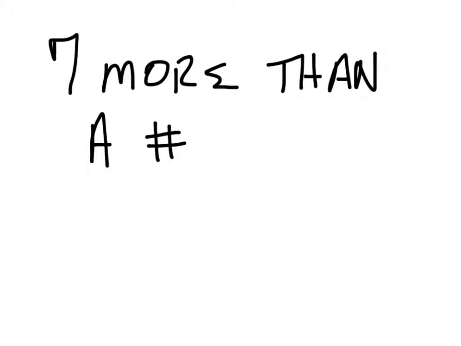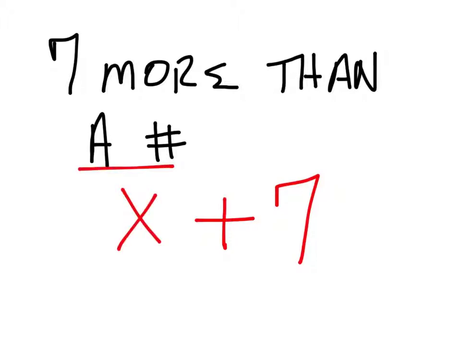7 more than a number. More than means what? Greater than. In terms of an operation. Addition, yes. 7 more than. What side am I going to put the 7 on? Left or right? Right. Anytime it's 7 more than or 7 less than, if it's more than or less than, you start off on the right. So in this case, it's plus 7 on the right, more than a number x, so x plus 7. You could also say the sum of x and 7. That would be the same thing. Or the sum of a number and 7.